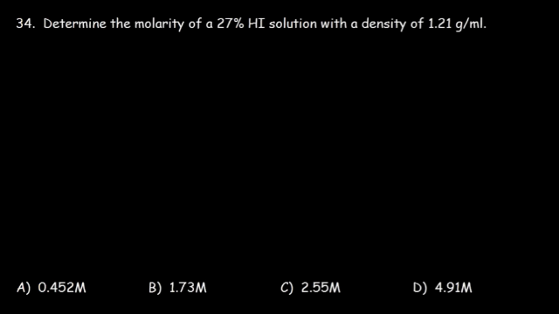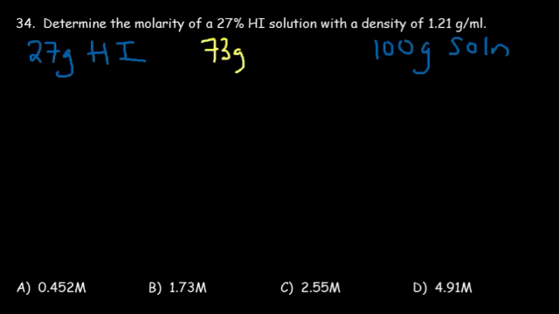34. Determine the molarity of a 27% HI solution with a density of 1.21 grams per milliliter. So we know molarity is the moles of solute over the liters of solution. So if we have the grams of solution, we can use the density to get the milliliters of solution and then the liters of solution, so we can find the molarity. But let's write down what we have. In a 27% solution, there are 27 grams of HI for every 100 grams of solution. And if we subtract, 100 minus 27, we have 73 grams of water. But we probably don't need that for this problem since we're not looking for molality.